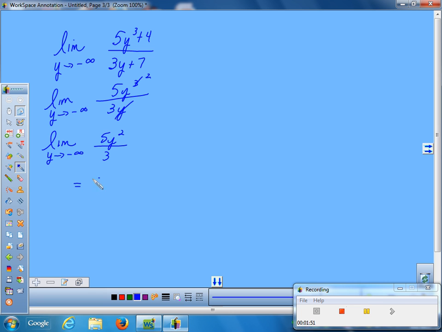Yeah, so this time I'm going to have 5 times negative infinity squared on top. Okay, what happens when I square negative infinity? I would get positive infinity. And 5/3 times positive infinity is going to be infinity anyhow, yeah. So, yes. That's an answer where you just get an infinite answer.